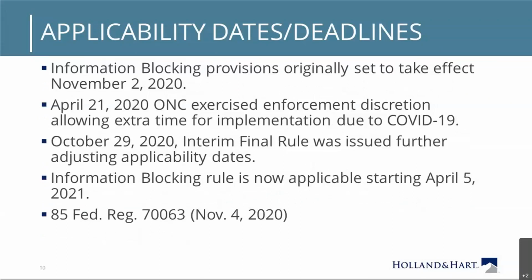The applicability dates for the information blocking rule have been a little bit of a moving target. Originally, they were set to take effect on November 2nd, and then on April 21st, in light of the COVID-19 health pandemic, the ONC did exercise its enforcement discretion to allow for extra time. And then on the eve of the November 2nd applicability date, an interim final rule was issued that further adjusted those applicability dates. So now the information blocking rule portion of the regulations that the ONC promulgated will become applicable starting April 5th, 2021.